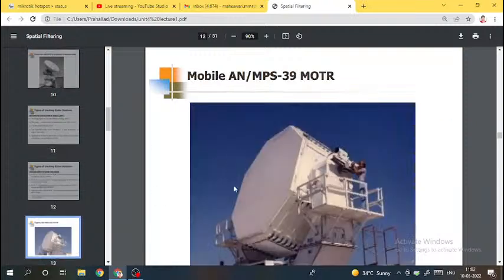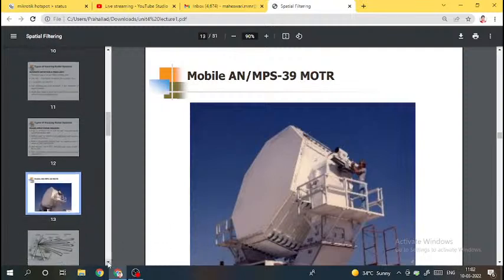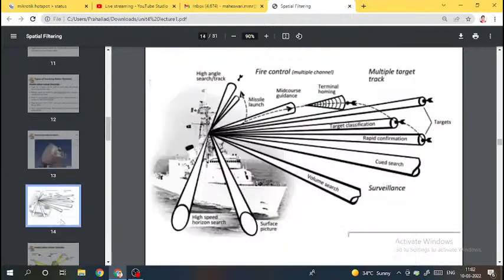This is an example of the mobile AN/MPS-39 MOTR, the Multiple Object Tracking Radar for range safety and weapon safety, using coherent MTI, by NASA. This kind of radar can detect a maximum of 40 objects. See here, this is an example of electronically steered phased array tracking radars. This is a ship where you have a phased array radar.